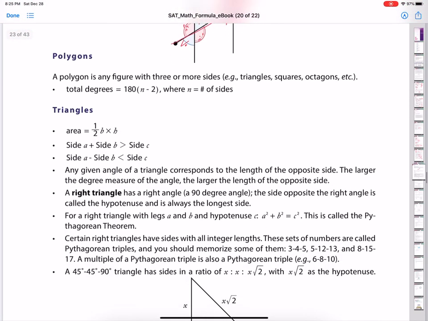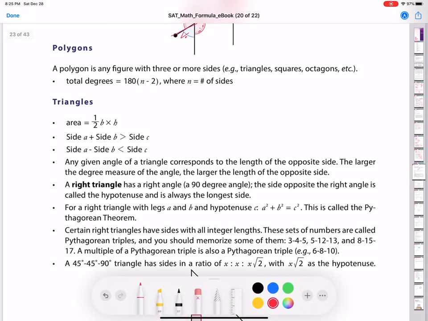And then triangles. How can you find a triangle's area? Always base times height over 2, 1/2 times base times height. That is the formula to find the area of a triangle. Okay? And then what are triangle inequalities?